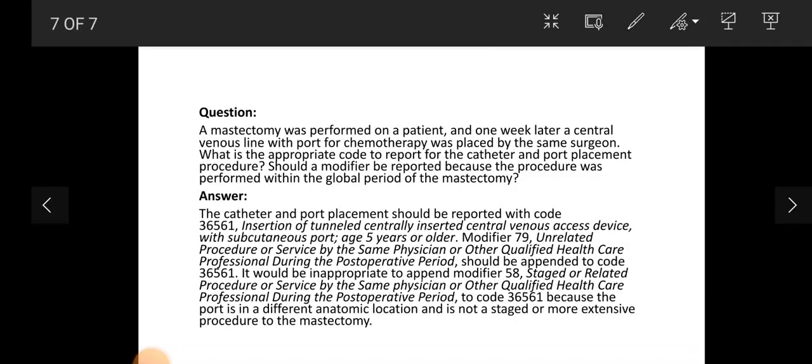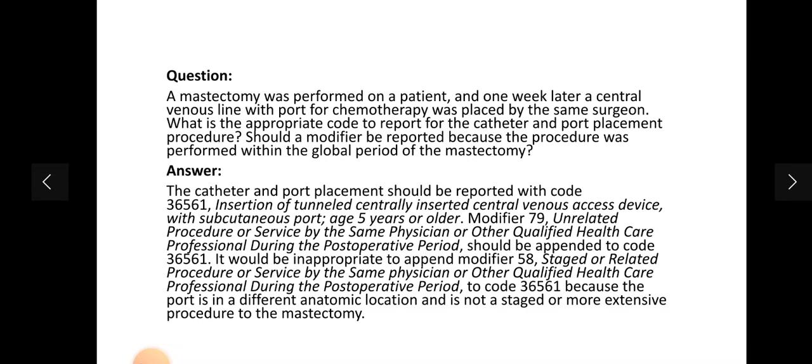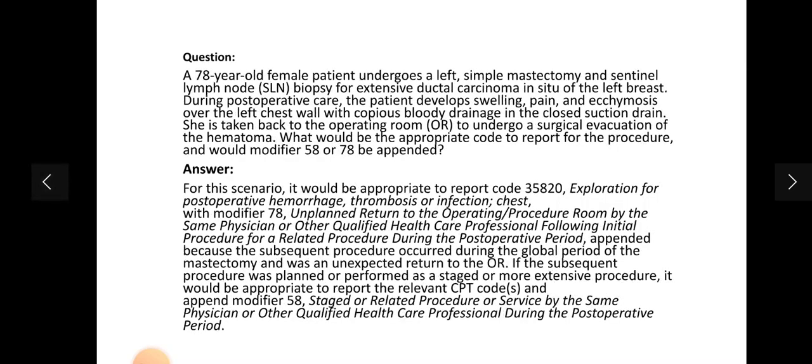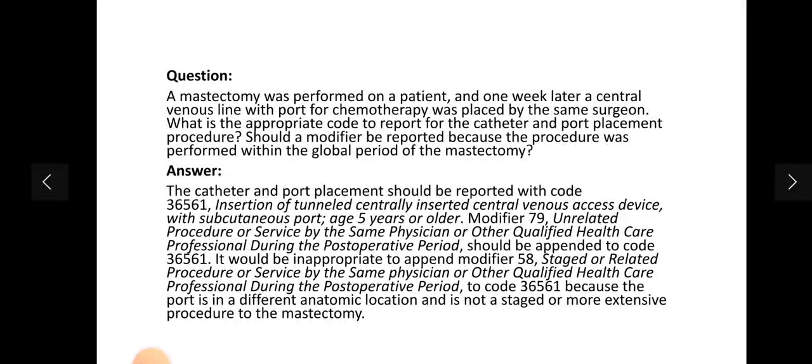Compared to the previous scenario, the procedure was related because of the complication happening at the same site, but in this scenario the location is different. So we are appending modifier 79, which is unrelated to the initial procedure. So this is the actual difference between 78, 79 and 58.